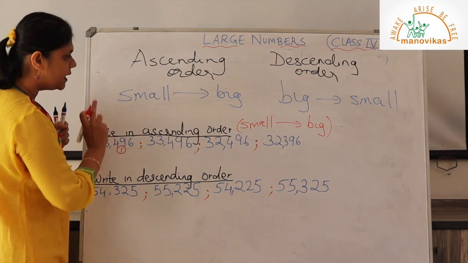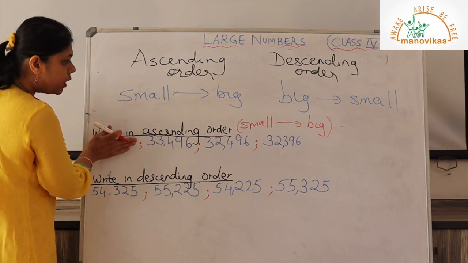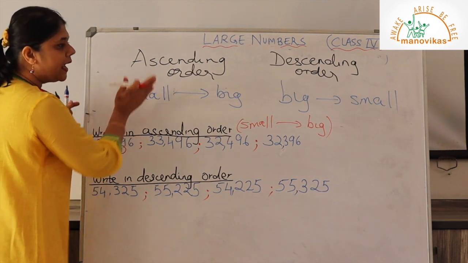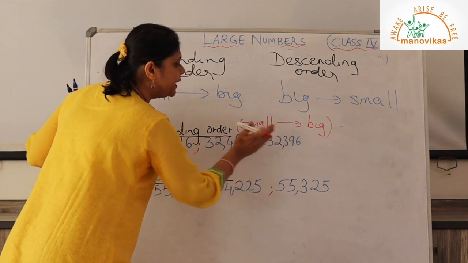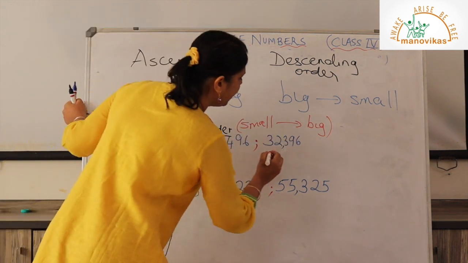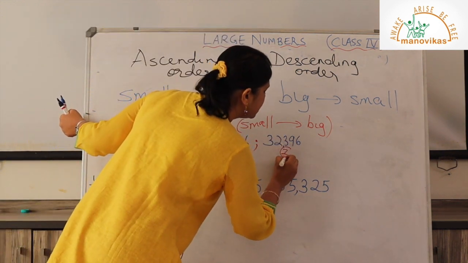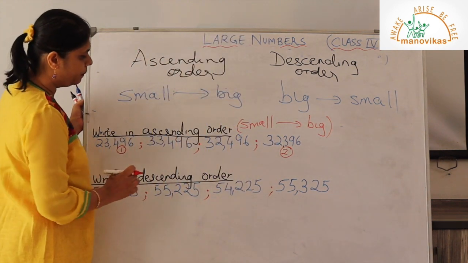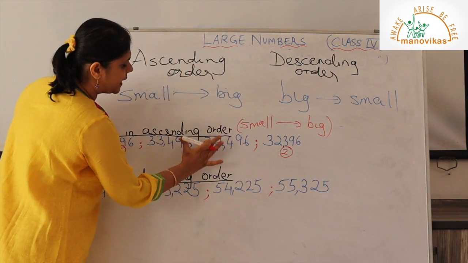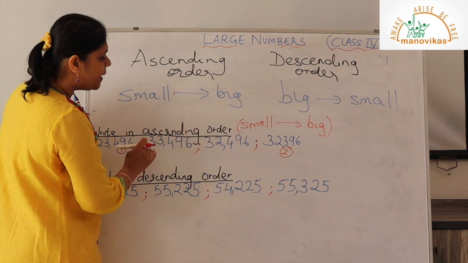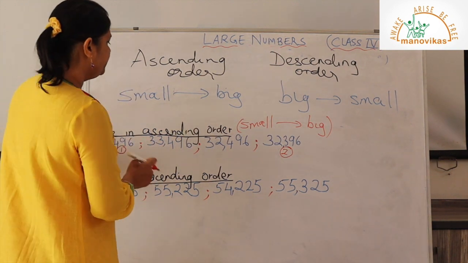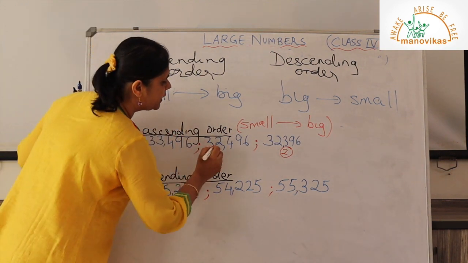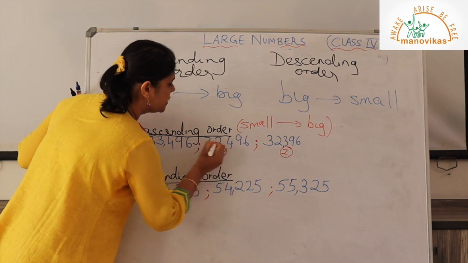I label it as 1. Now focus on the other 3 numbers and again find the smallest in these 3. Now you will see that this is the smallest. Let's label it 2. Now 2 more numbers are left. Again compare them and find which is the smallest. So I think this is the smallest.